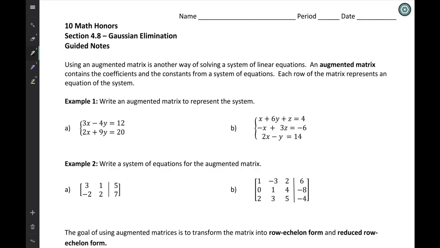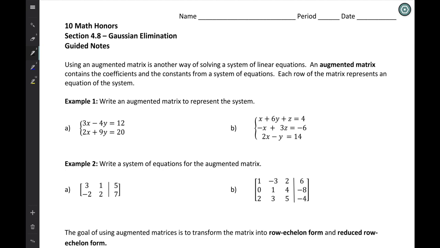To the notes on 4.8. This is over Gaussian elimination. So before we can talk about that, we need to talk about an augmented matrix. An augmented matrix is just a way for us to write a system of equations as a matrix with our solutions in a single matrix, as opposed to a separate matrix where we're going to use inverses to solve.